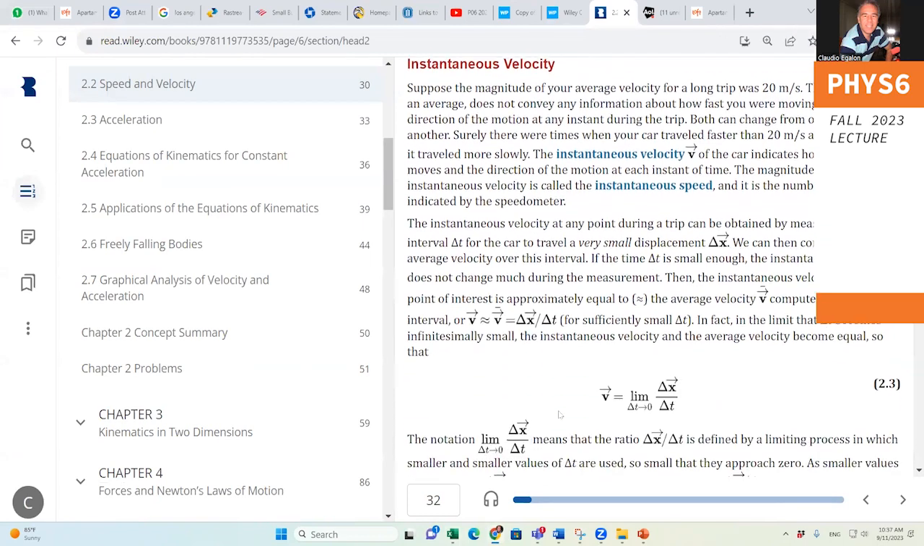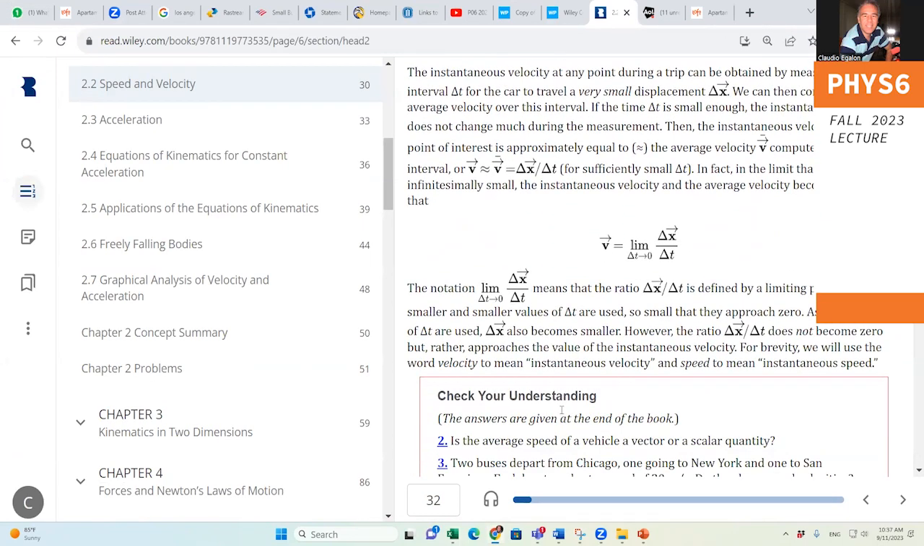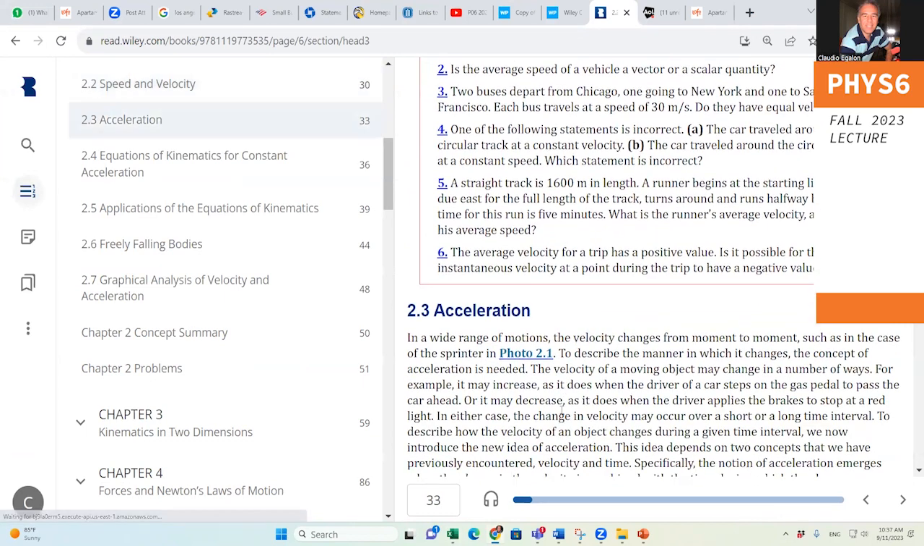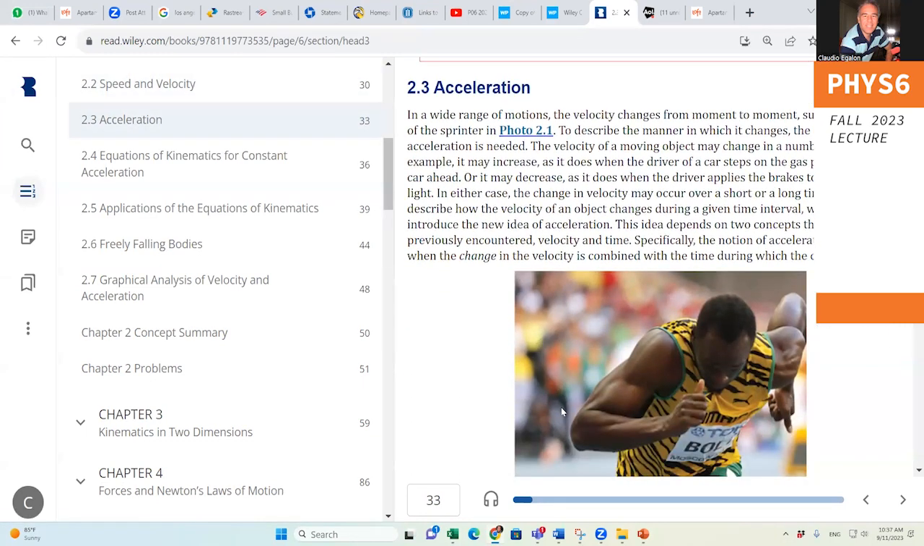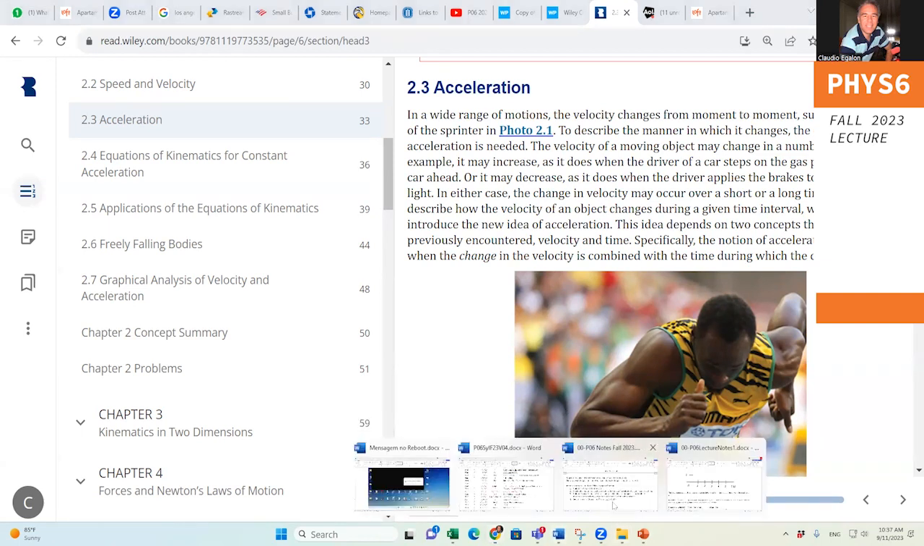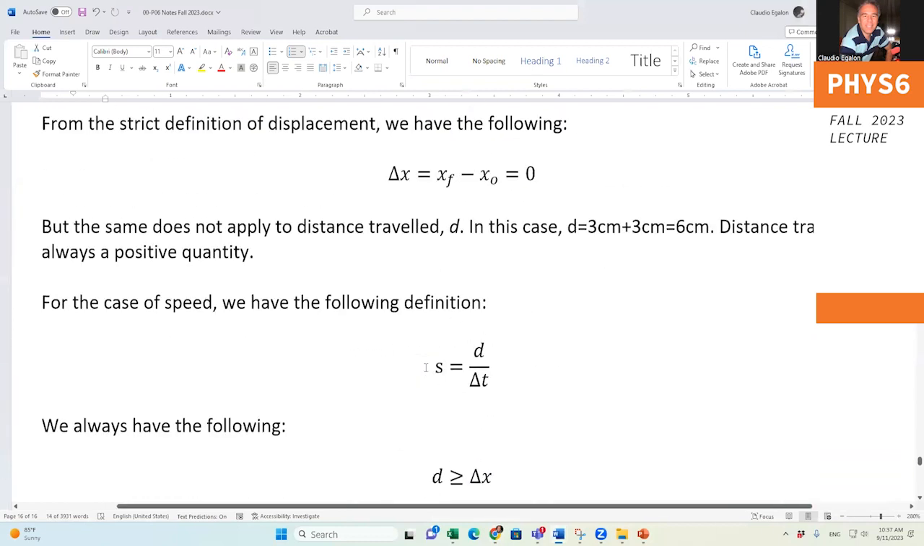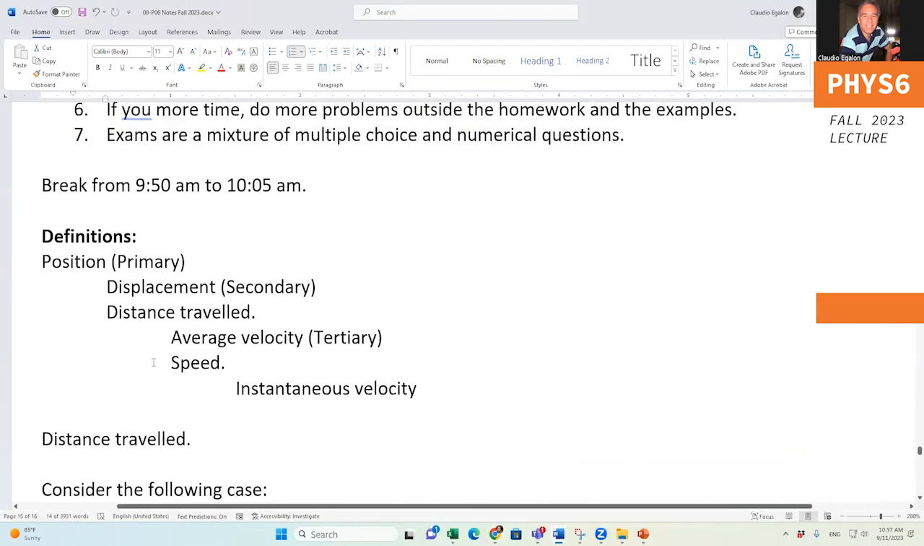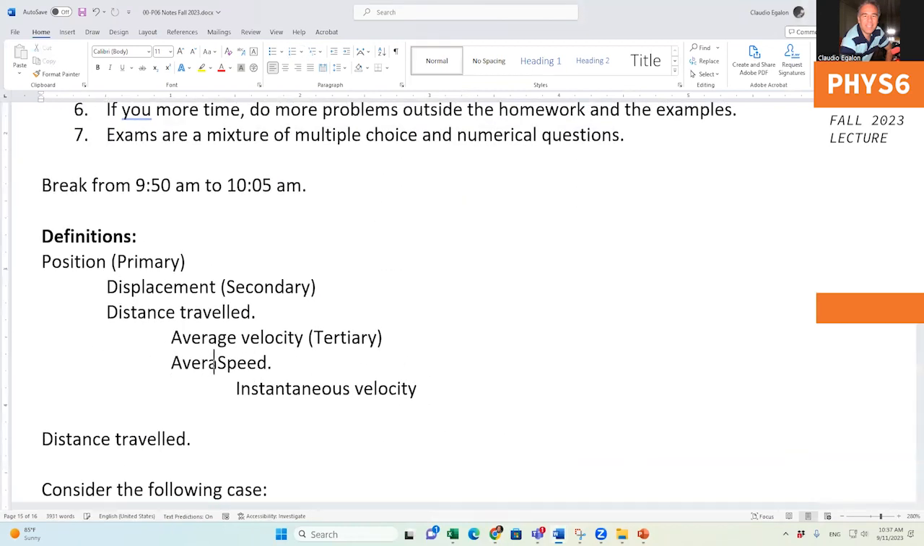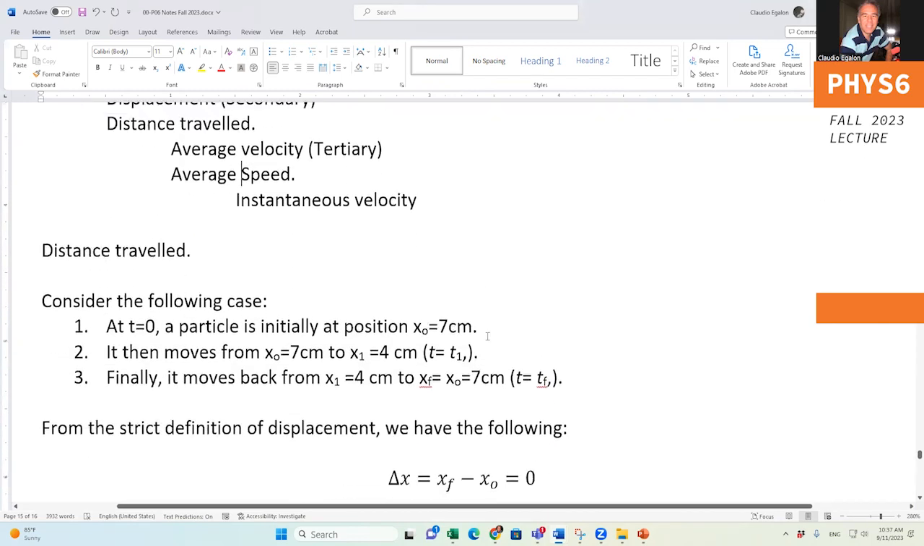Now we have the instantaneous velocity that I covered with you, and now we're going to start talking about acceleration. And by the way, let me write down here as well. It's not the speed, it's average speed. Average speed. Distance traveled.